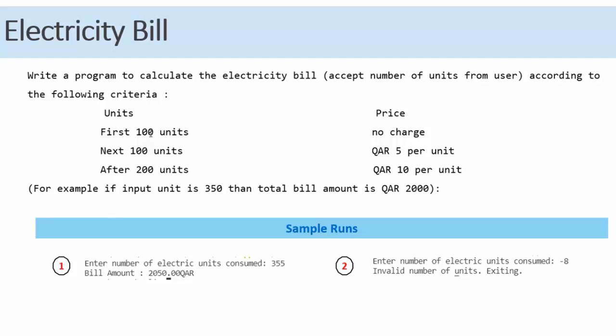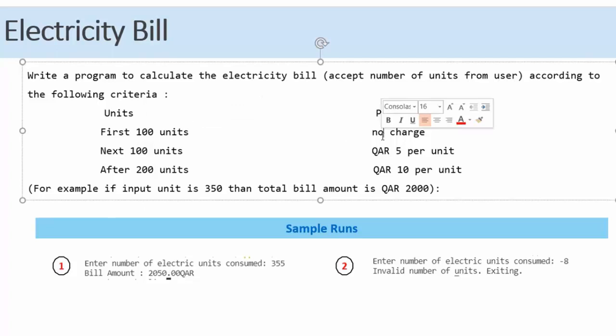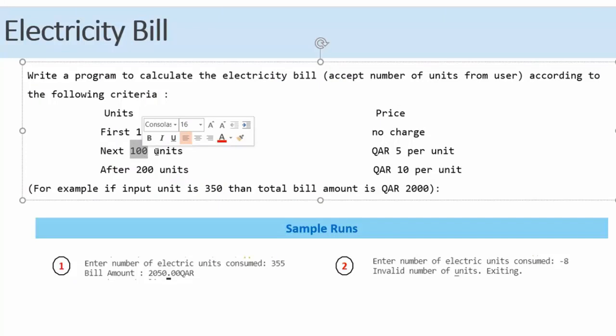First 100 units are free. And if you consume only 50 units, then no charge, 0. The next 100, and this is important here, the next 100, yani from 100 to 200 or from 101 to 200, you pay 5 riyals per unit. After 200, only after 200, you pay 10 riyals per unit. I want you to understand something important here. If you consume 300, the first 100, no payment.